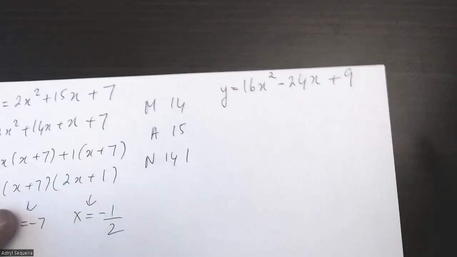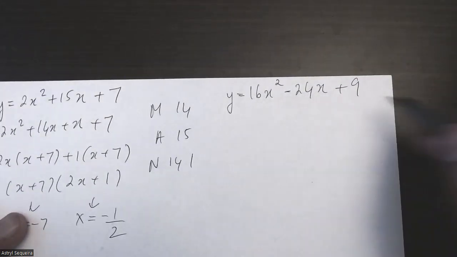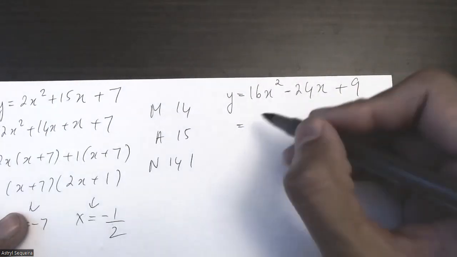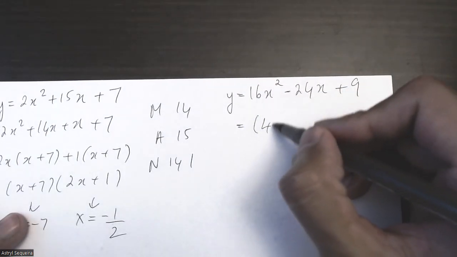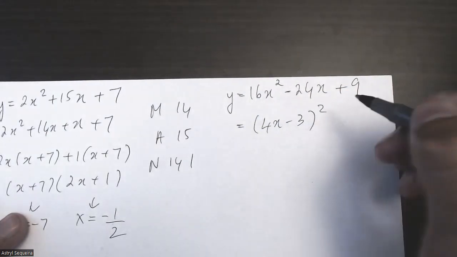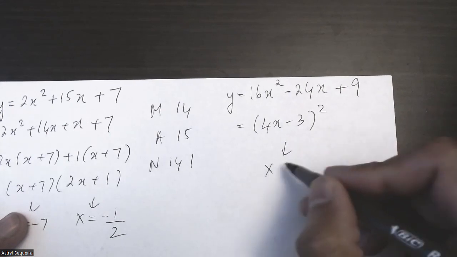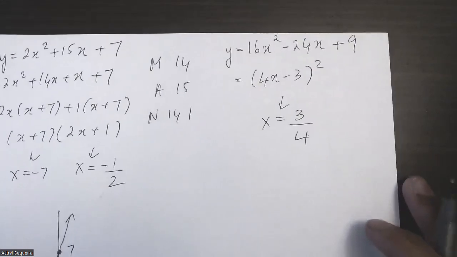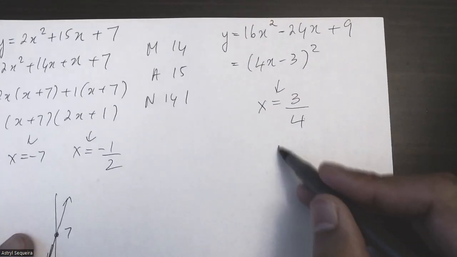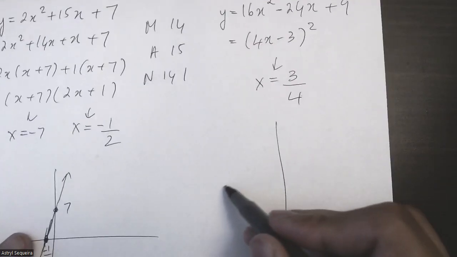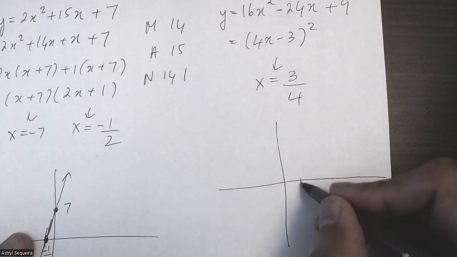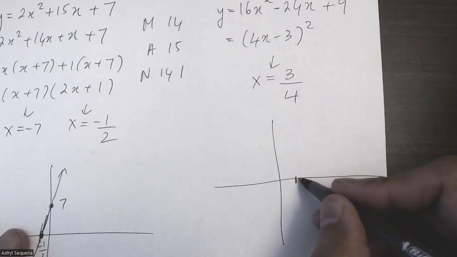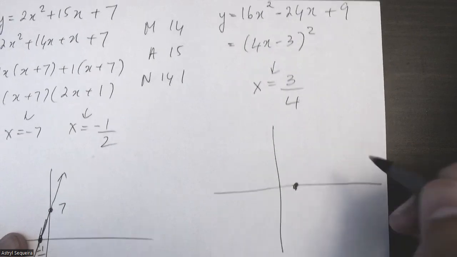And this over here may look like a complex trinomial, but it's actually a perfect square. So it's going to be (4x minus 3) squared. And then I only have one x-intercept in this question of 3 over 4. So when you have a perfect square, things get a lot easier. And I'll show you why on the graph. I have one x-intercept here, which is 3 over 4.